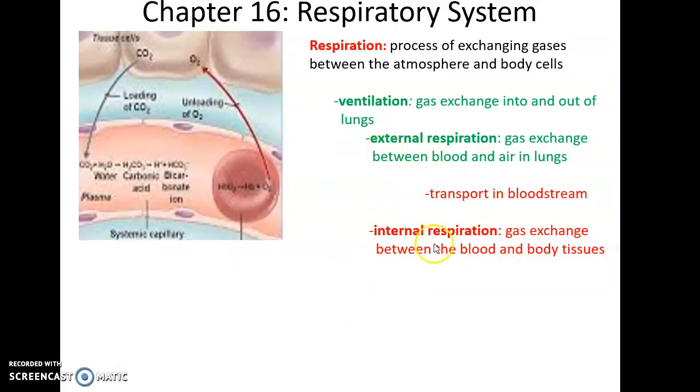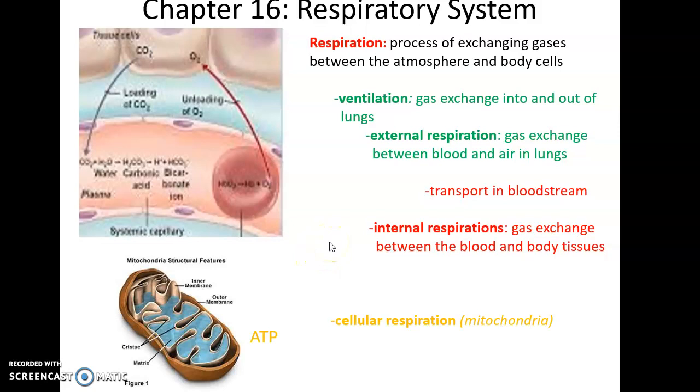Then, of course, the oxygen is transported throughout the body, taken to our tissues. And then internal respiration is the movement of oxygen out of the bloodstream and into our tissues to get into our individual cells, and the movement of carbon dioxide from the individual cells into the bloodstream. So internal respiration occurs all throughout our body. And then finally, there is cellular respiration, where oxygen is utilized to produce ATP, and carbon dioxide is produced as a waste product of the production of ATP.